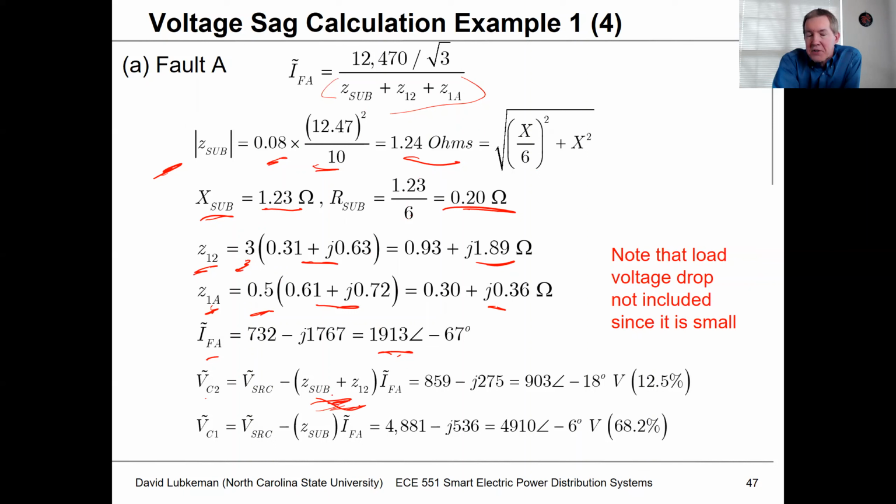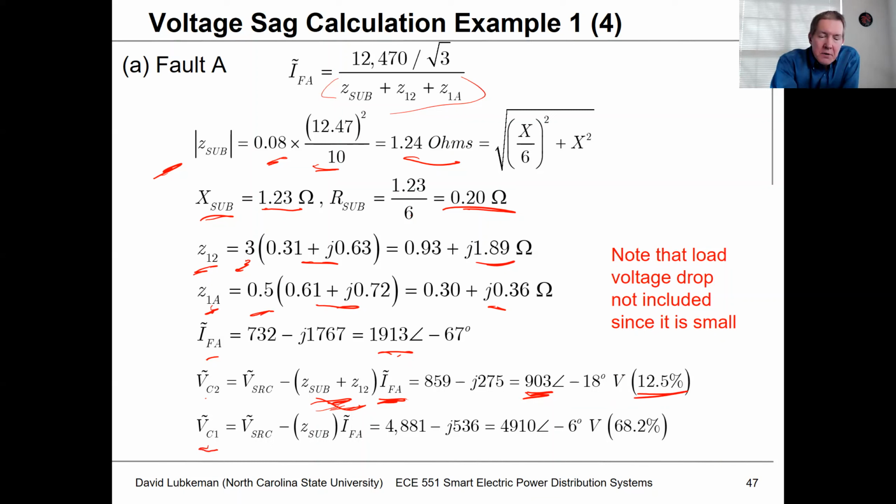So then if I want the voltage at customer 2, I take the source voltage and subtract off the impedance that's common between the fault and that customer, multiplied by the current. I'm going to get 903 volts at an angle of minus 18 degrees. If we divide this by 7,200, this is going to be 12.5% of nominal. So this is a really severe sag.